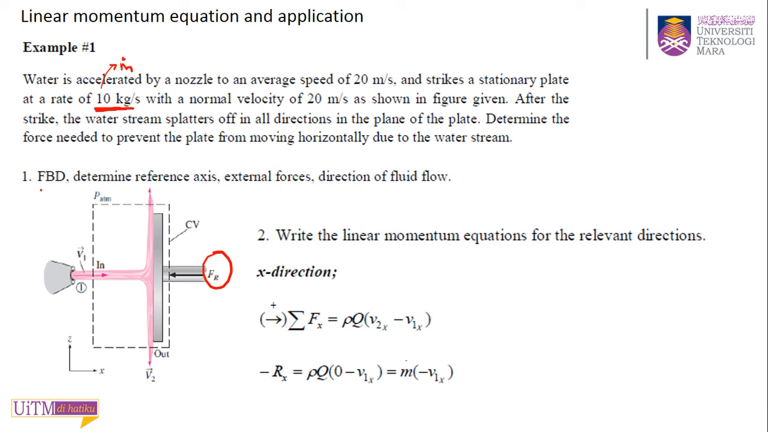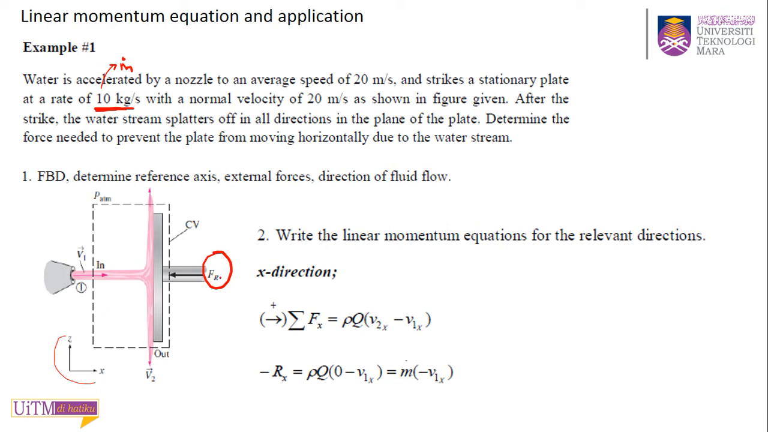Okay, so draw your FBD. You have your V1 and you have your reaction force, and you have your V2 lah, goes up and down kan. Then there's no pressure. It's not mentioned any pressure or weight, so you can ignore that, right? And then you write your linear momentum equation in x direction. They give you the direction in x to the right, and upward positive y. So that's why positive to the right, Fx equals rho Q times (V2x minus V1x).